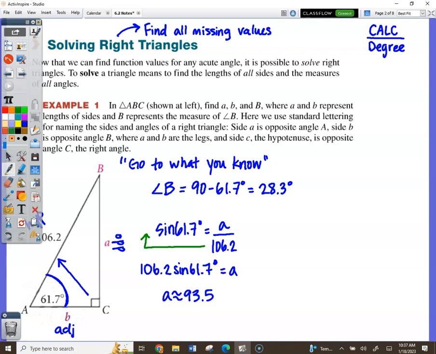And then now you would repeat this process, but now the target is to solve for little b. Which trig function is that going to entail? Cosine. Adjacent over hypotenuse. Same exact procedure. You're going to cross multiply that to the front.